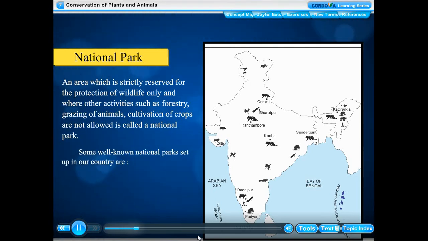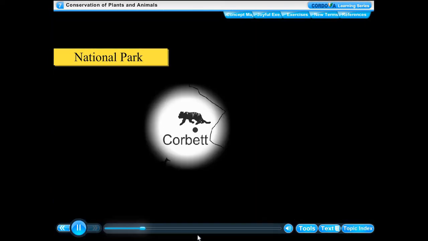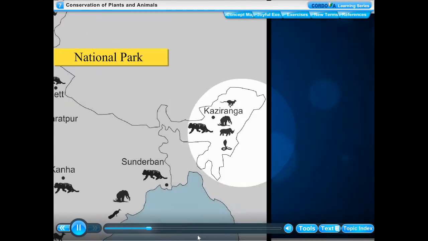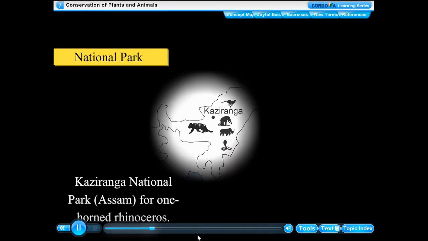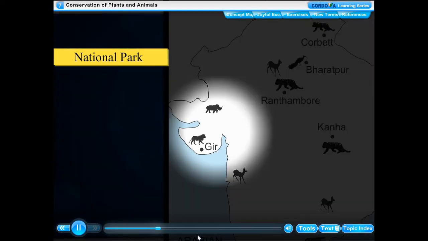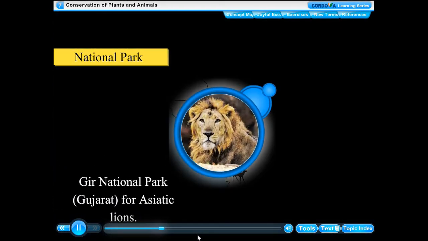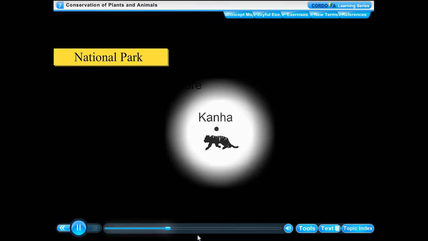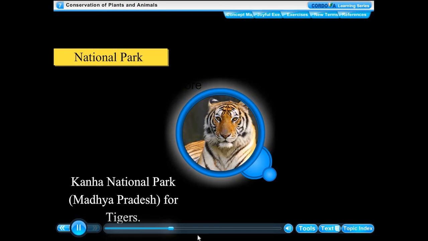Some well-known national parks set up in our country are Jim Corbett National Park, Uttaranchal for tigers, Kaziranga National Park, Assam for one-horned rhinoceros, Gir National Park, Gujarat for Asiatic lions, Kanha National Park, Madhya Pradesh for tigers.